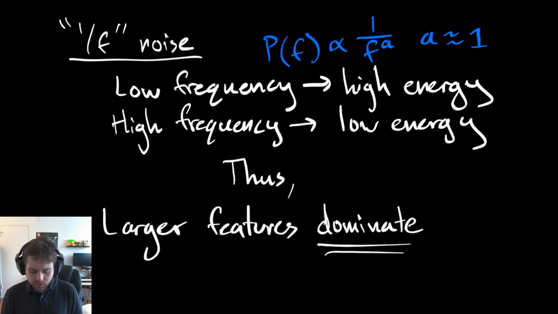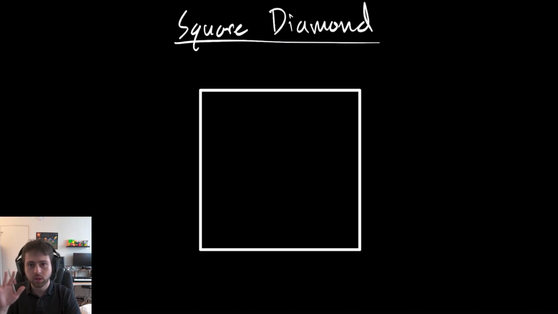So let's go ahead and implement an approximation of 1 over f noise called square diamond noise. Here's how square diamond noise works. We'll first start off by going to each of the 4 corners of our mesh, and we'll assign their height to a random value from 0 to 1. We'll then ask ourselves, okay, what is the current step size?